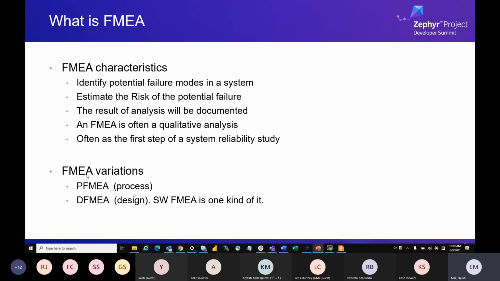FMEA has several variations, and you might have heard about PFMEA. PFMEA is facing the process. It is used for improving the process, and DFMEA is facing the design. In our Zephyr project, we apply the software FMEA. Software is one kind of design FMEA, DFMEA.